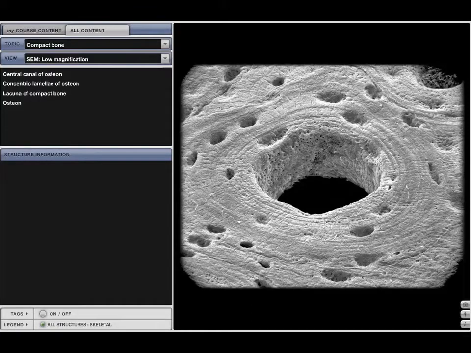One of your learning objectives for Lab 2 is to examine and recognize the features of compact and spongy bone. In the lab, you'll be looking at a three-dimensional model of compact bone and histology slides of both compact and spongy bone. In this tutorial, we'll take a look at compact bone. You may also see this type of bone called dense bone or cortical bone.